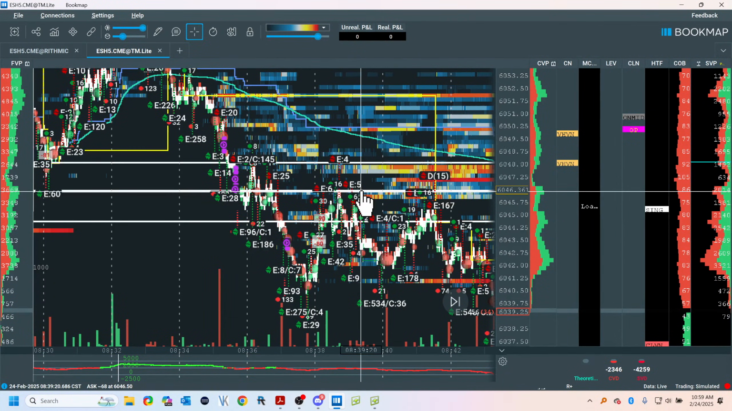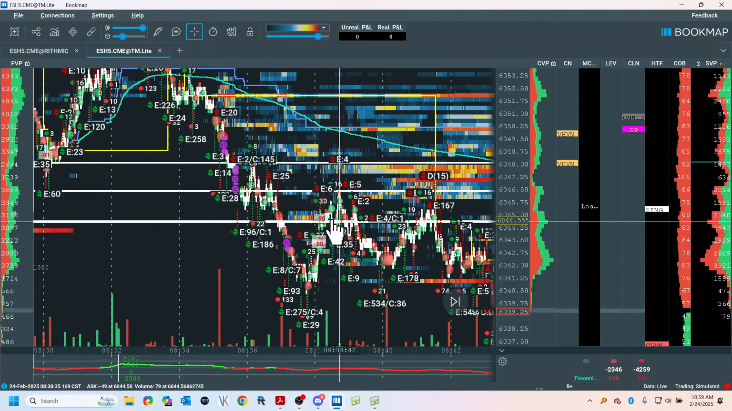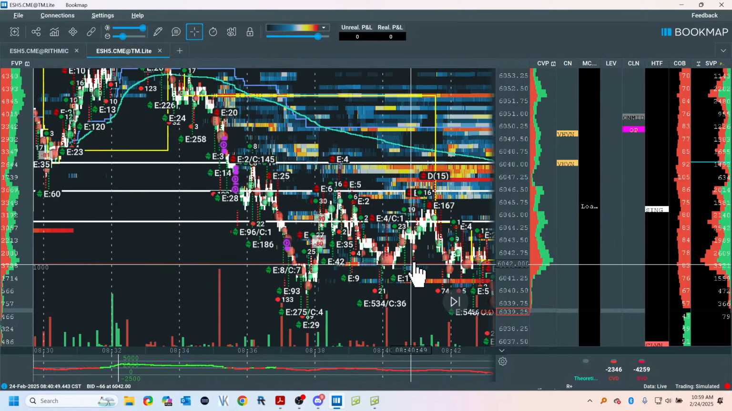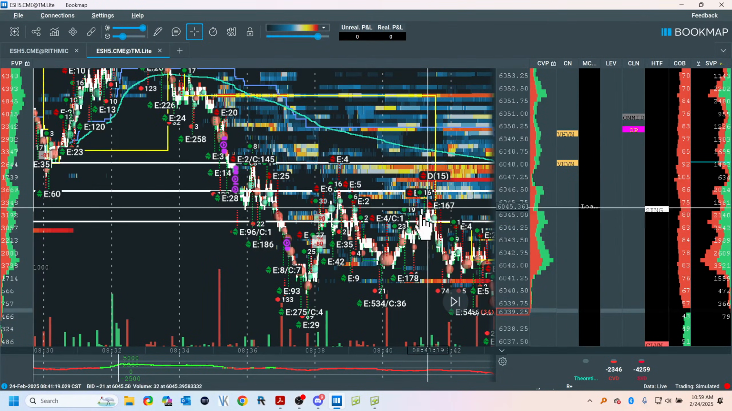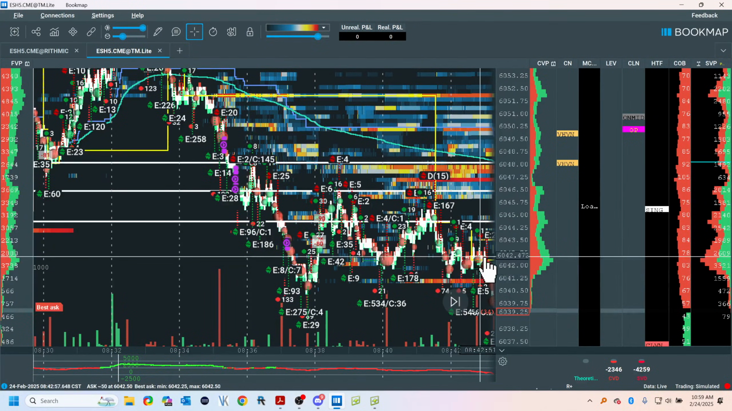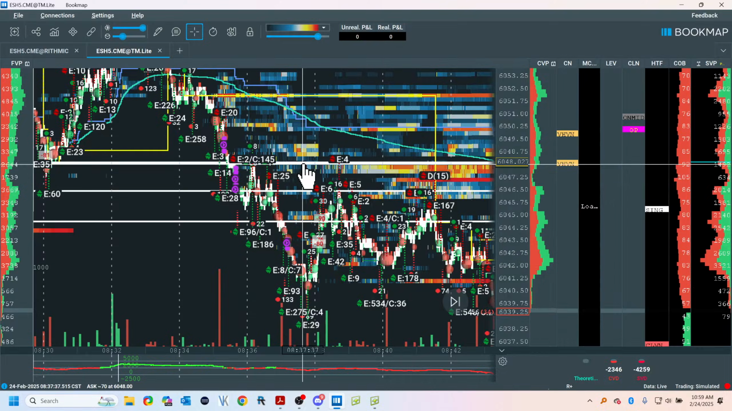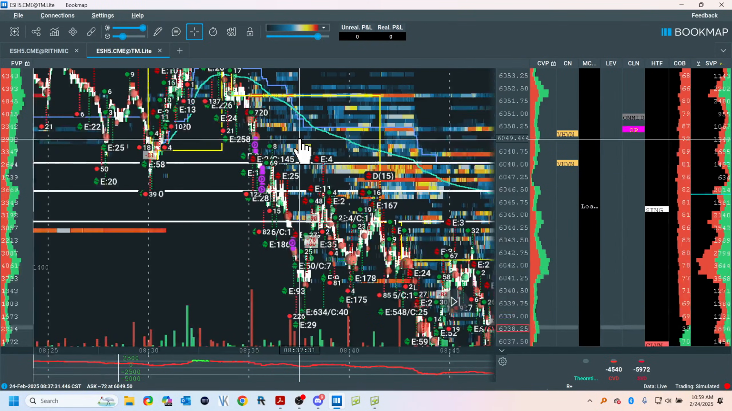So this is too high. This is a trigger, too high. Come back and test. Hasta la vista. VPOC migration, too high. I can sell this. I can sell this. I can sell this. I can sell that. All these are in TraderLab.